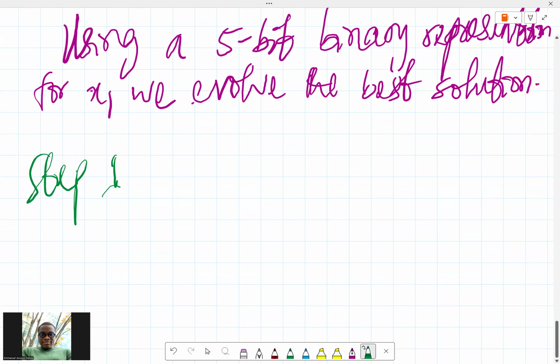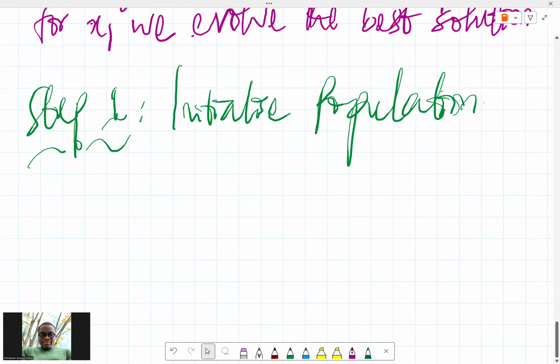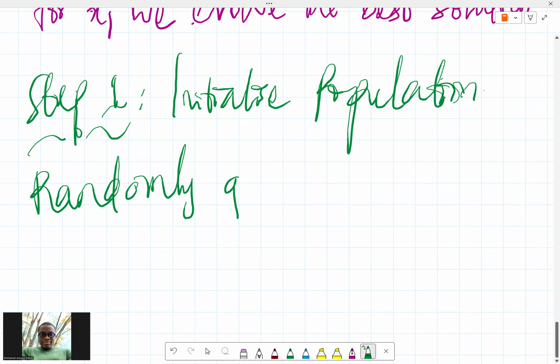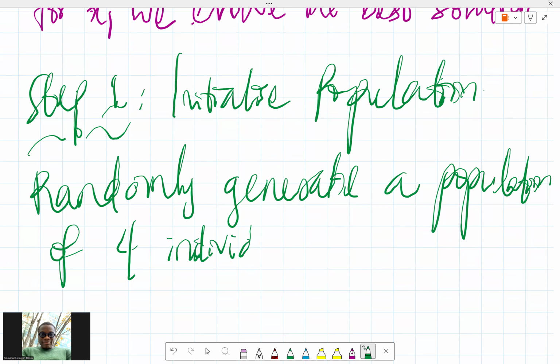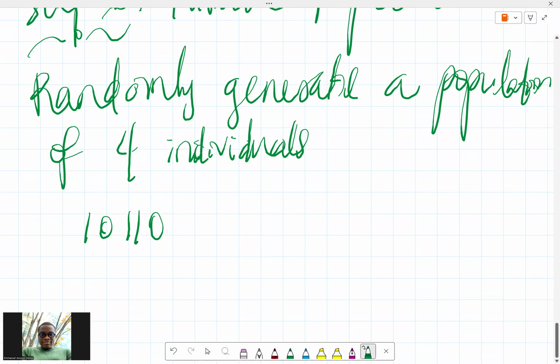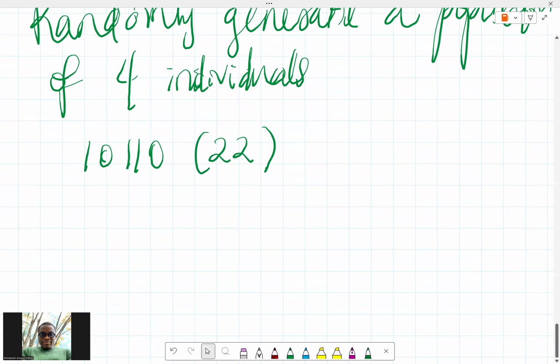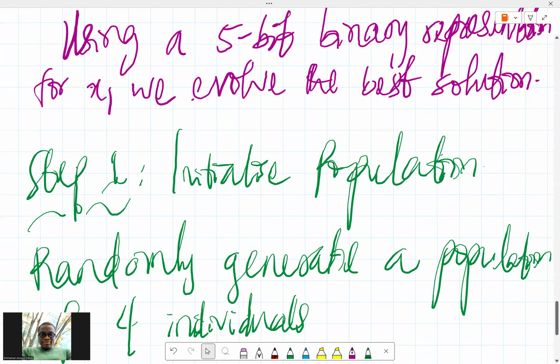We go for step 1, which talks about the initial population. So initialize population. We've said that we are going by 5-bit binary representation. So we just randomly generate a population of 4 individuals. And look at the individuals now. We have 10110. That's actually 22 in reality. And if we evaluate at that point, this implies that f of 22 is equal to 484. You know, the function f of x equals x squared. So f of 22 is 484.